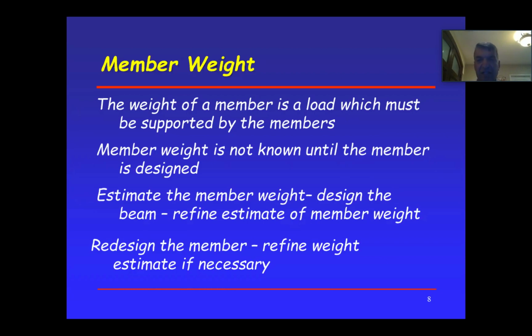If it's not 400, let's say it came 450, then I will assume for the next one that the beam is 450. And repetition, you've done that a lot in your classes and your labs. So trial and error until you are close to what you assume. It could take you 2-3 rounds. Redesign the member, refine weight, estimate if needed. So again, you keep trial and error.